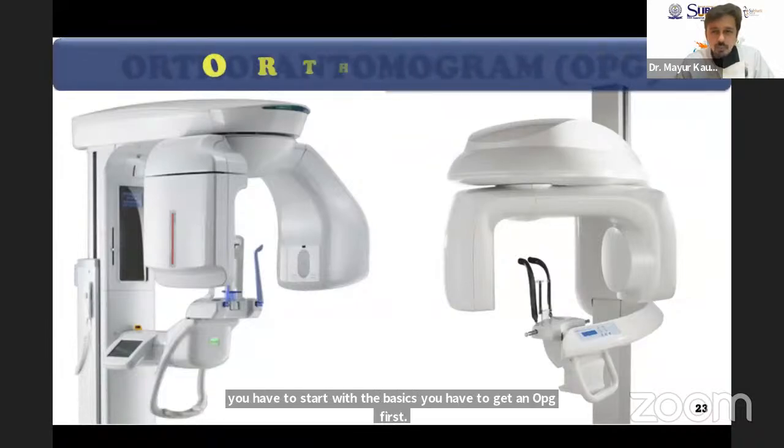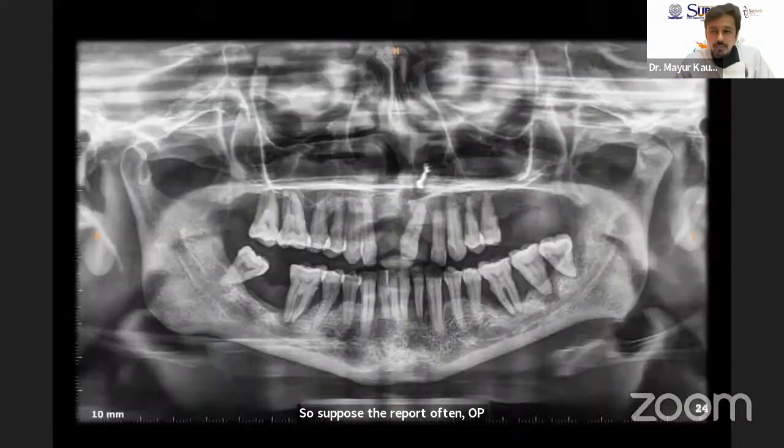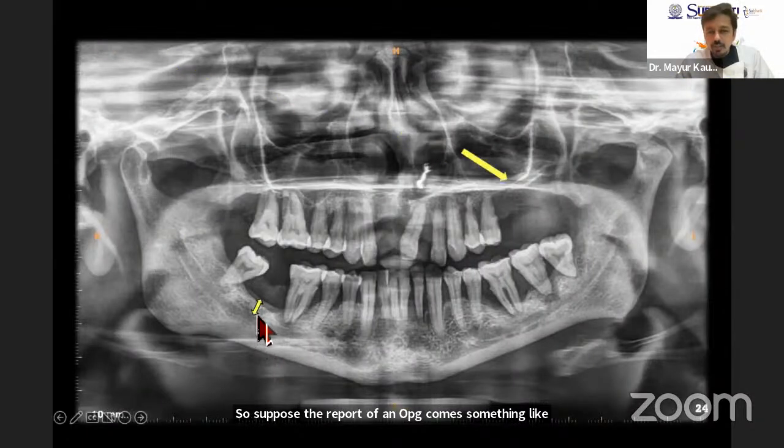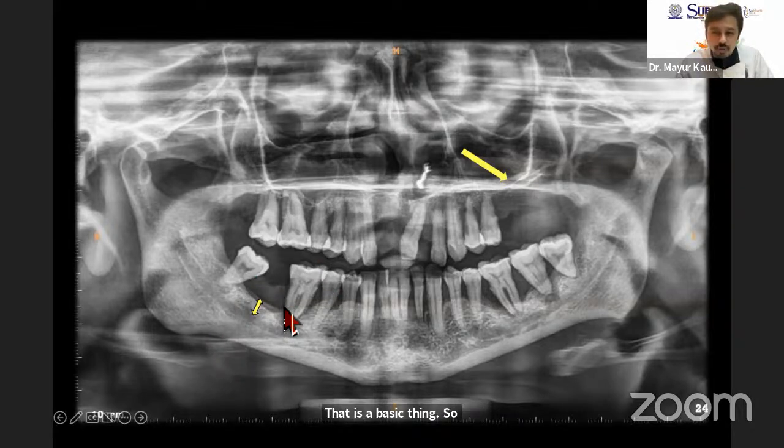So suppose the report of an OPG comes something like this, meaning with regard to the canal also and with regard to the sinus also, hardly any bone is available. Then it is a backup. Please remember, no advancement in technology can replace biology. That is a basic thing. So if height of bone is not there, there is nothing much that a CBCT will help. In this case, implant cannot be placed. End of story.